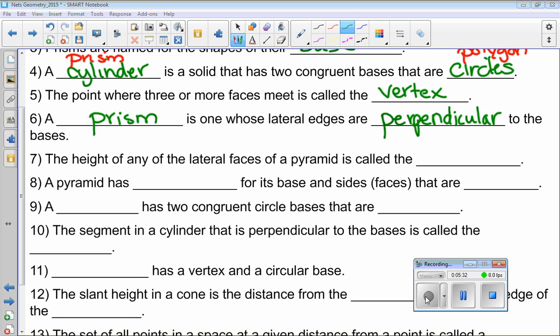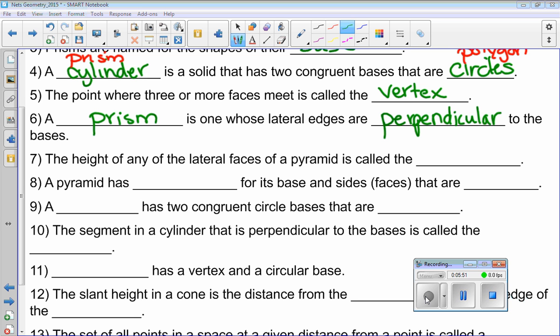Can somebody make me a pyramid? I'll pause. Oh, never mind. We've already got one, already made. Okay, so we have a pyramid drawn. This is not the only kind of pyramid, by the way. This one happens to have a square as a base, but not all pyramids have to have a square base.